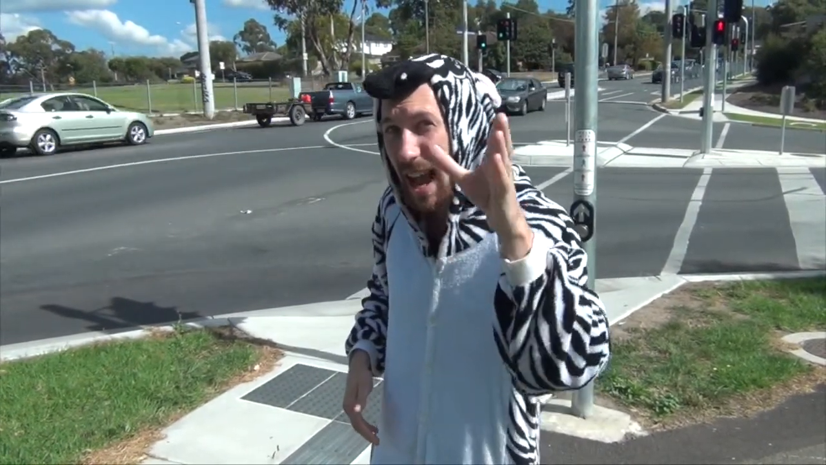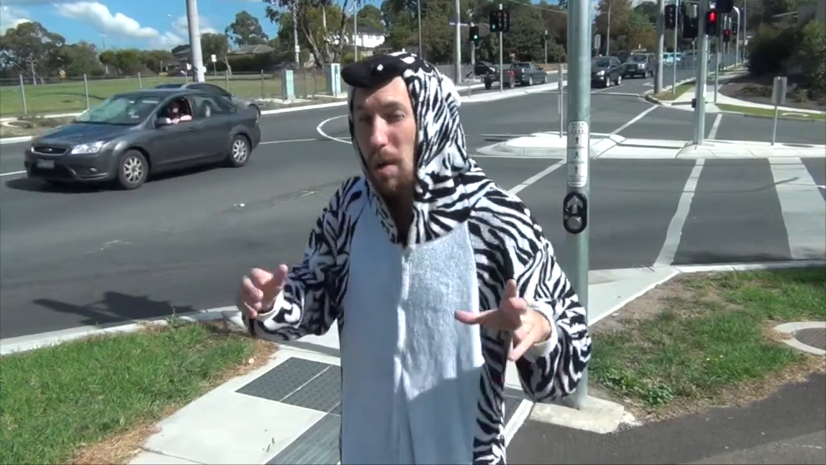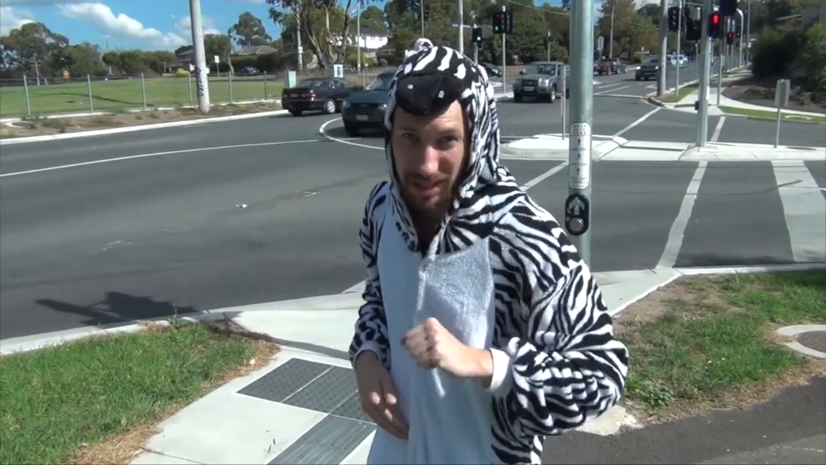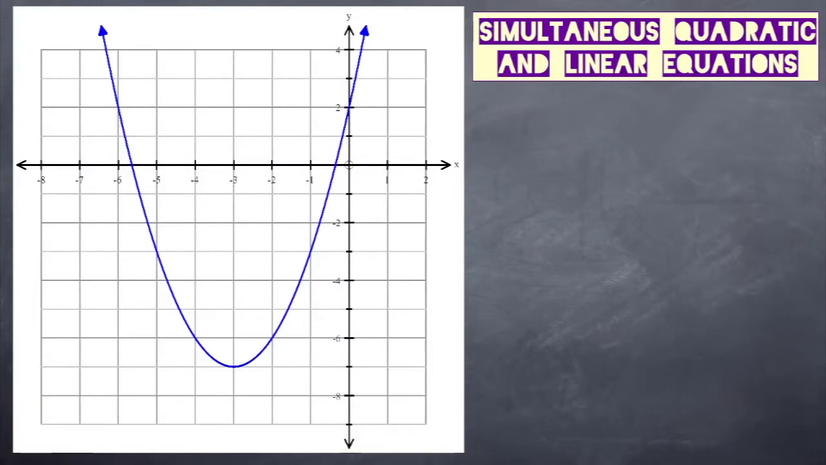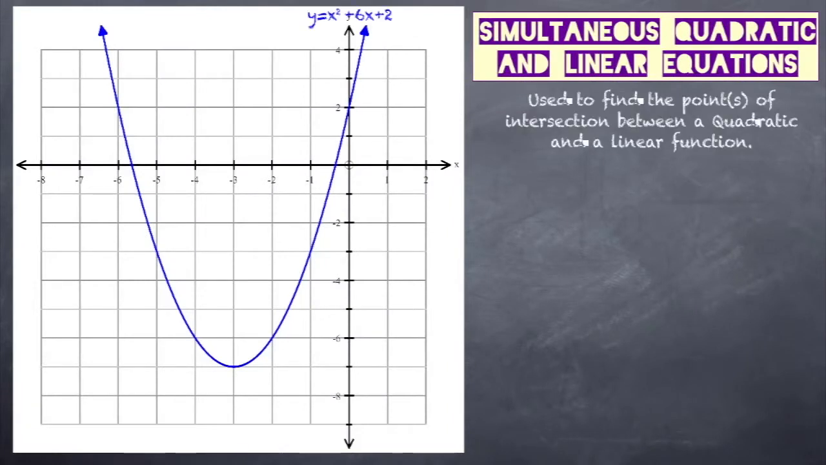So let's not wait any longer and let's get stuck straight into the lesson and check out a little animation that I made all about how to find the point of intersection between these two lines. Let's check it out. So today we're going to have a look at simultaneous quadratic and linear equations. Now let's have a look at this quadratic equation here. We've got y is equal to x squared plus 6x plus 2, and our linear equation y equals 2x plus 2.